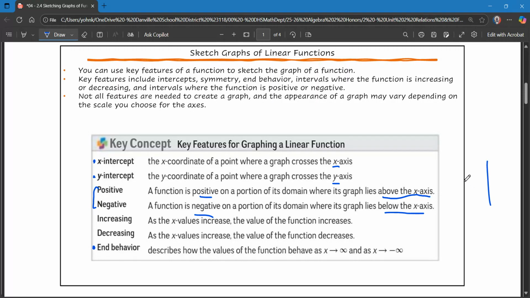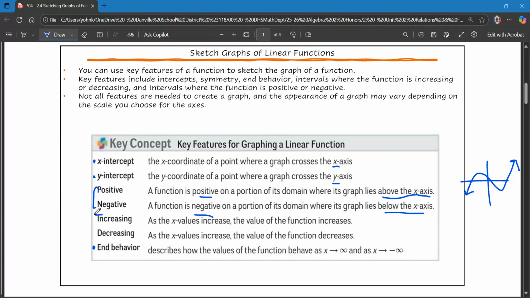So if we have a picture that looks like this, the positive portions would be the parts on top of the x-axis. So this chunk right here, and then all of this chunk is above the x-axis. If we're looking at the negative, that's all the stuff below the x-axis. So this chunk right here is negative, and then this dip right here is considered negative.